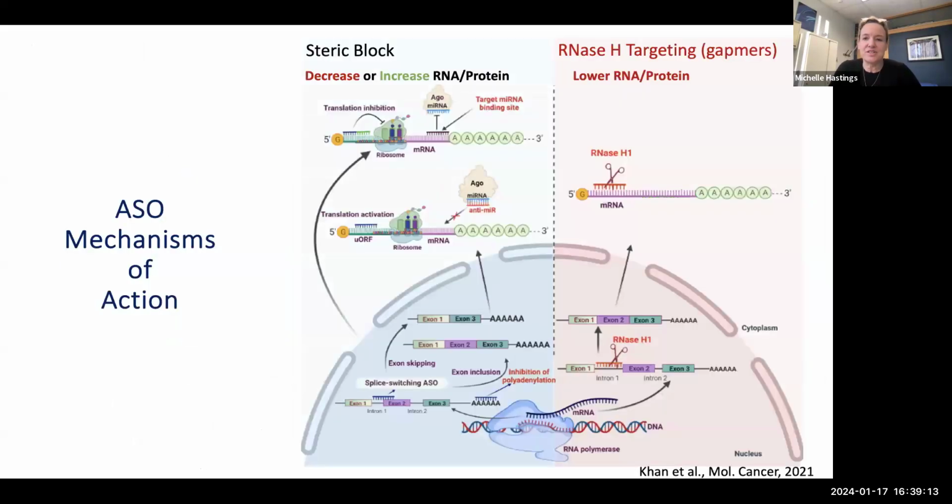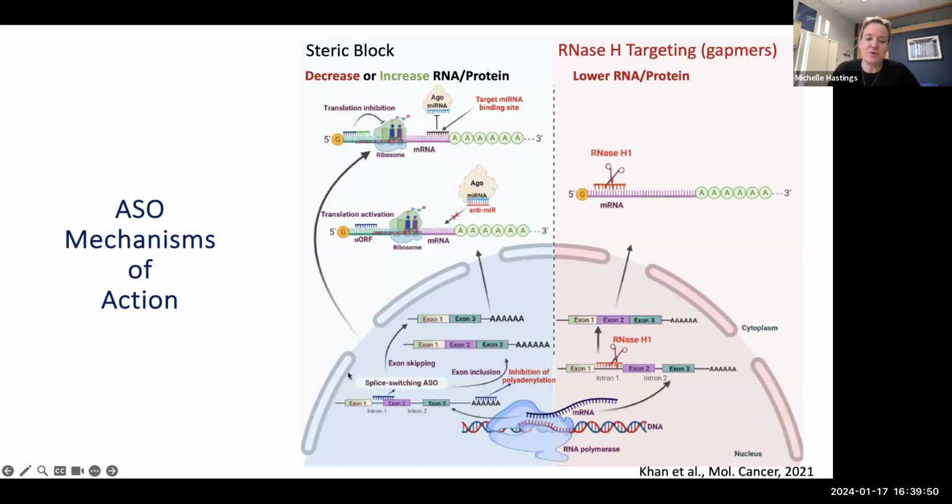In terms of mechanism of action, as I said, these RNase H targeting gapmers are generally used to lower RNA or protein levels. So, like siRNAs, for example, they kind of do the same type of thing. Whereas with steric blocking, you can be a little more creative. They've been used to inhibit translation and also to activate translation, depending on where they base pair, whether they can block inhibitory or enhancing sequences. They can block microRNAs. They can block polyadenylation in the nucleus.